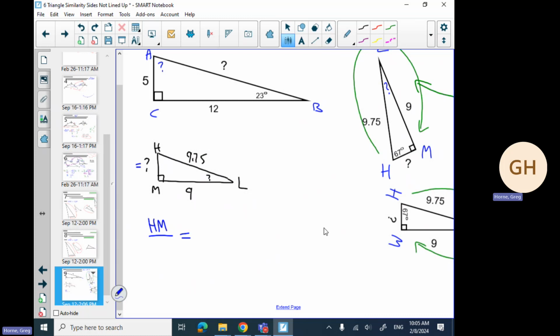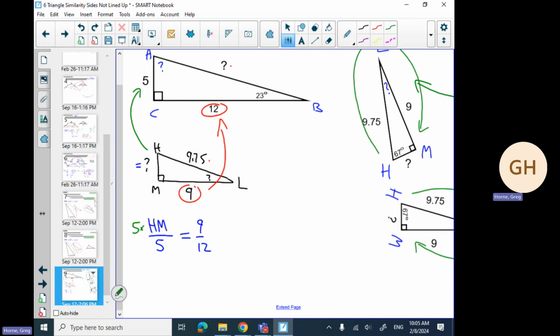So if we went between triangles, we might go to the other side, the other vertical one. So you have HM over 5. And then you need another pair of sides where you know both. So you can't use 9.75, unknown. Instead, you're going to have to use 9 to 12. Right? So going 9 to 12, HM to HM over 5, so we're going to go 9 to 12. So that one's all set up.